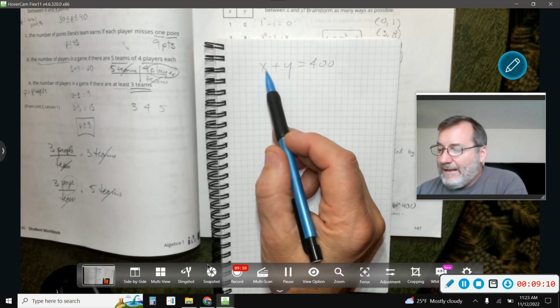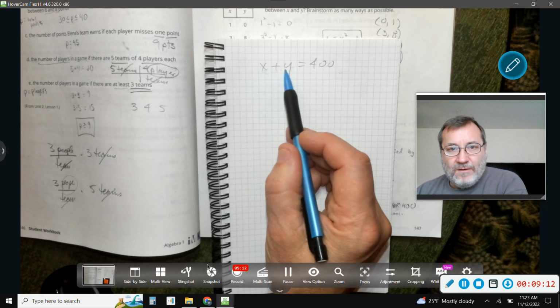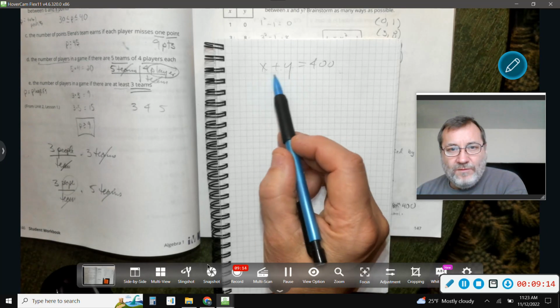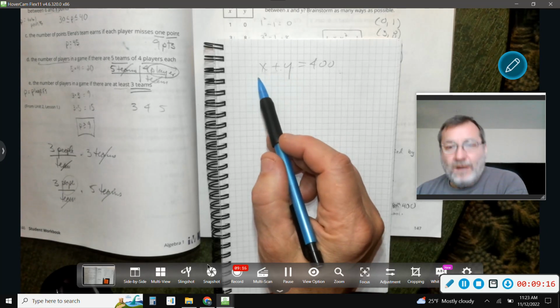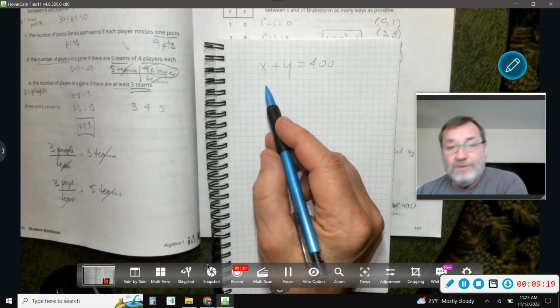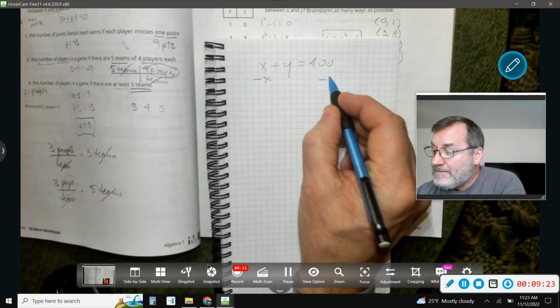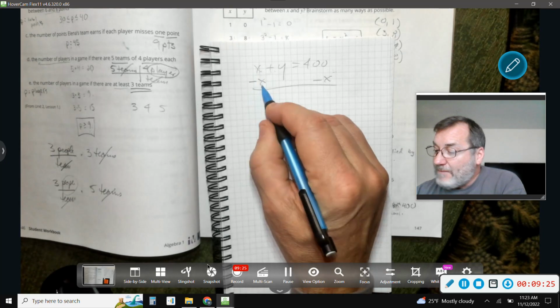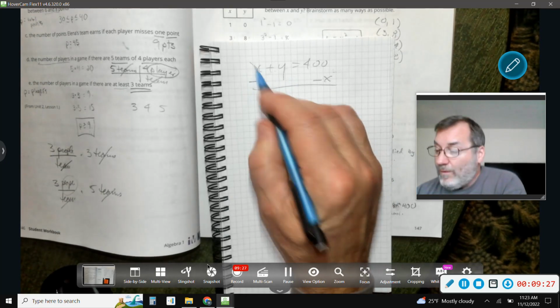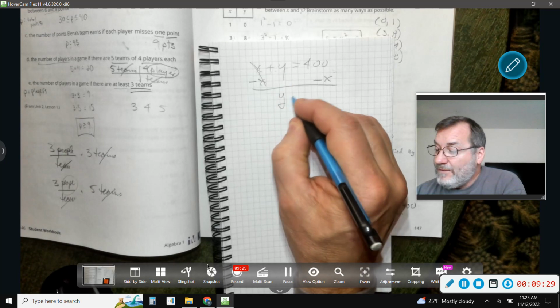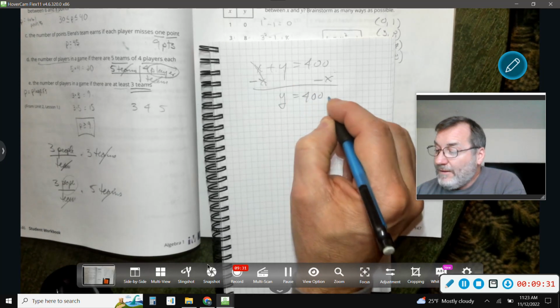So if you want to get y all by itself, you have to go and remove that x. Well, how do you undo addition? Well, you undo it with subtraction. So if I simply subtract x from both sides, x minus x is nothing. It went away. And what do you have? Well, you end up with y equals 400 minus x.